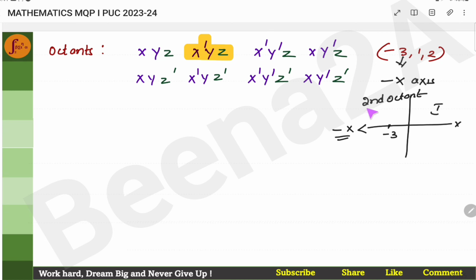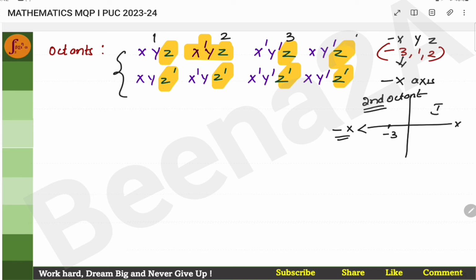This is first. So in the second octant, y is positive, z is positive, x is negative. So you have to remember these 8 octants, right? In the first set you have all positive z, in the second set you have all negative z. You just put different coordinates here: x y, x negative y, x negative y negative, x y negative. The same thing you repeat for the second set. So the coordinates minus 3, 1, 2 lie in the second octant. You have to remember this order: 1, 2, 3, 4, 5, 6, 7, 8. So 8 octants.